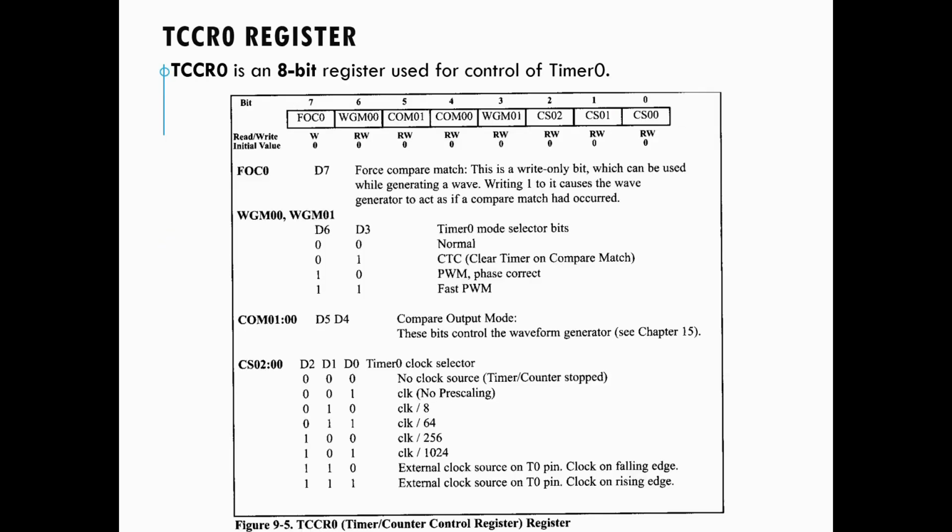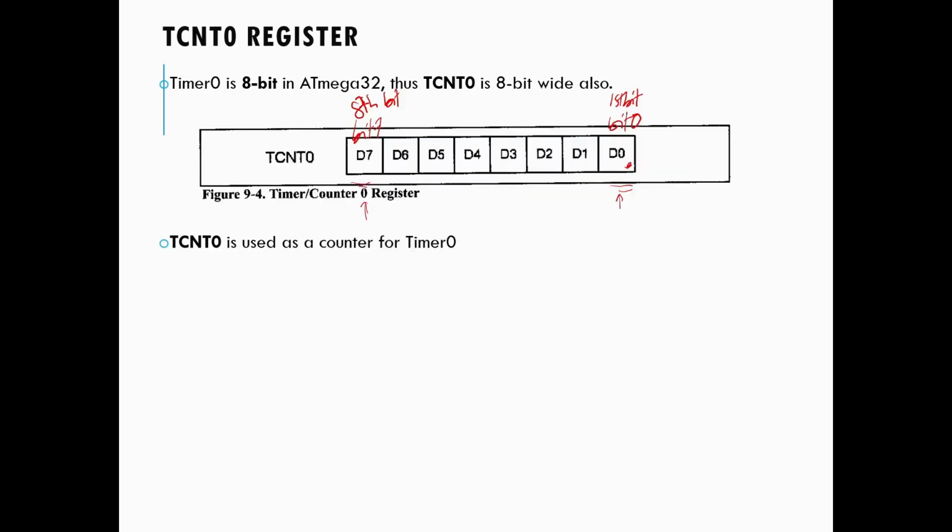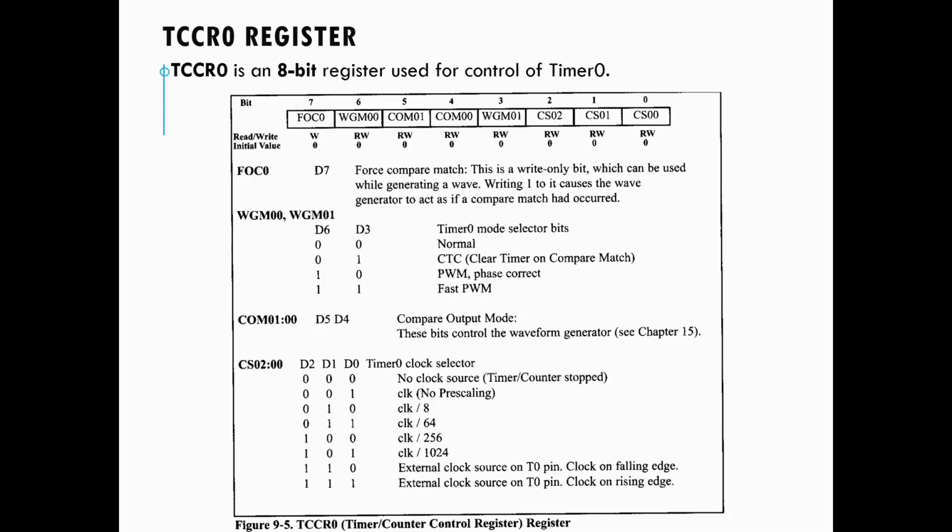Okay, so next, this is the definition. For bit 0, here we have bit 0, which is actually CS00. Then you can read through bit 0, bit 1 until bit 7. Bit 7 is FOC0, so FOC0 is here. CS is here, from CS02 to CS00. So this is over here.